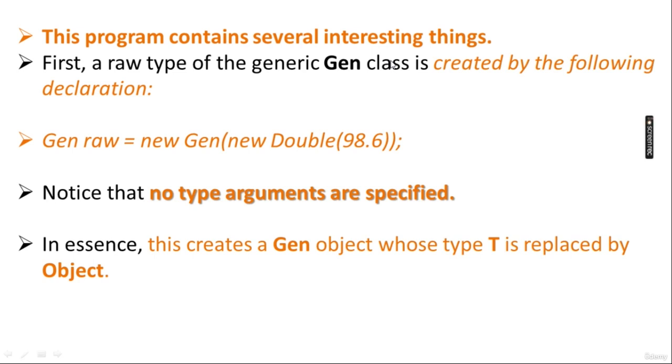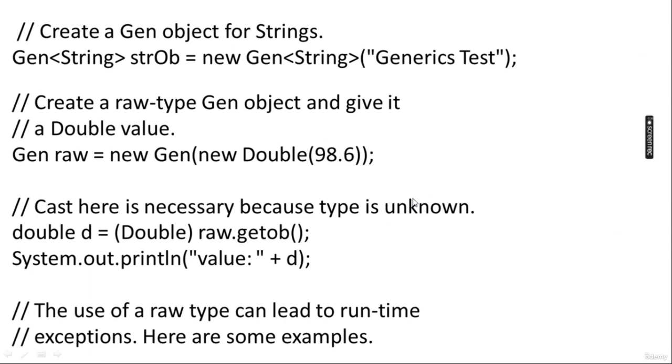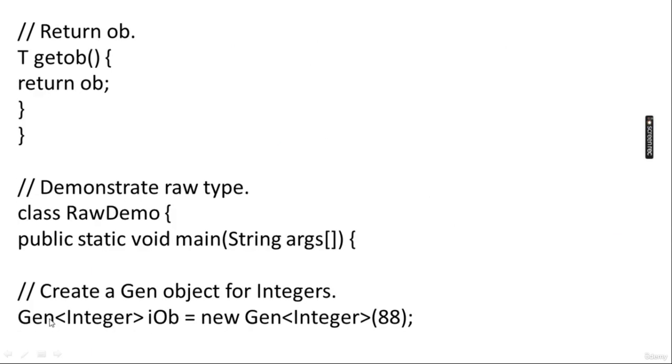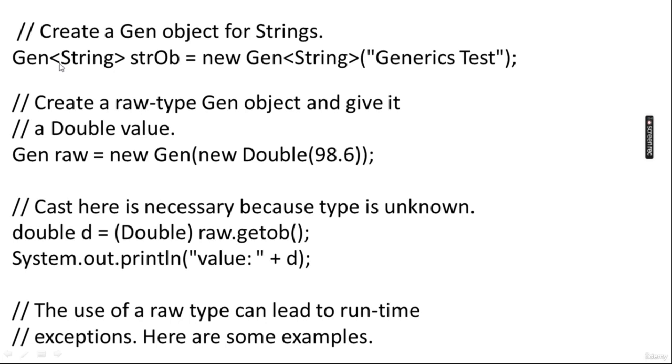This program contains many new things that you should understand. First of all, a raw type of a generic class is created by Gen raw is equal to new Gen(new Double(98.6)). No type arguments are specified, like string and integer. Here we specified Integer, Gen<Integer> iObj. Here we specified String, Gen<String> strObj. But here we did not specify any type in angle brackets.